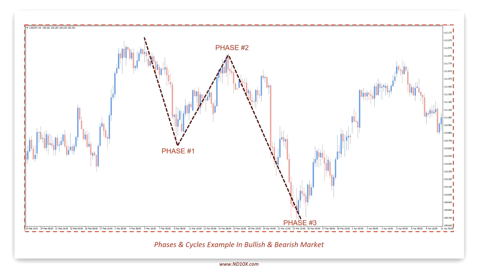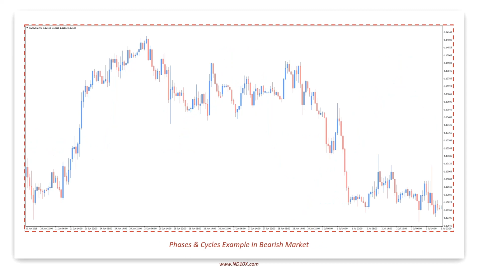Now, after we are done with the 3 phases to the downside, what we can see is a push higher. So a potential phase 1 to the upside, then a phase 2 to the downside, and then a final phase 3 to the upside. And again, after that's done, we can search for more bearish movements.